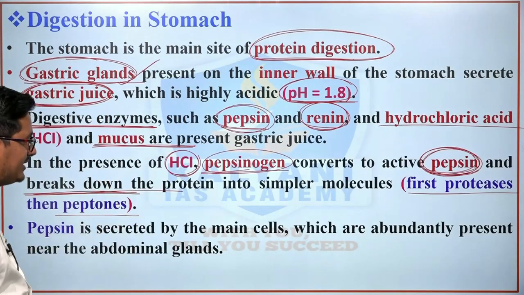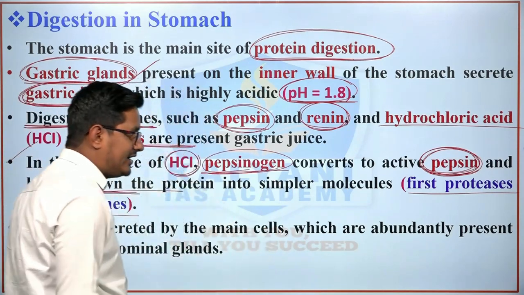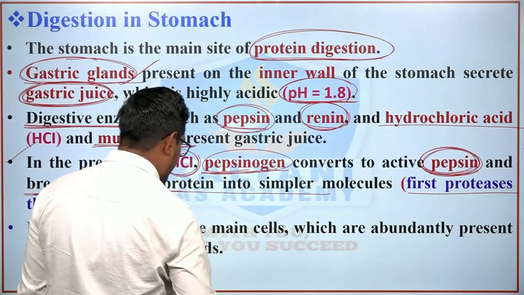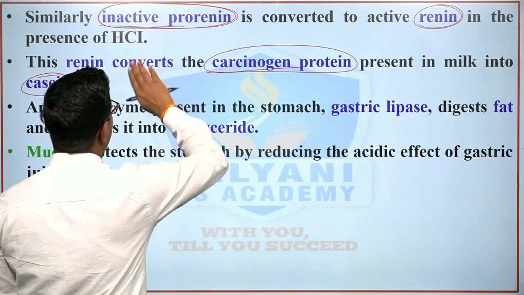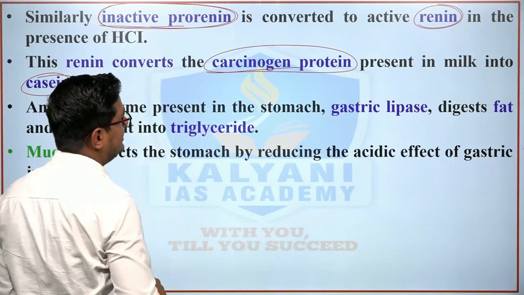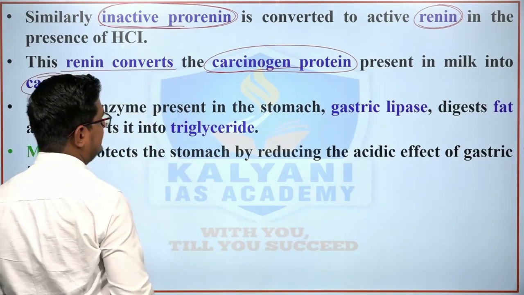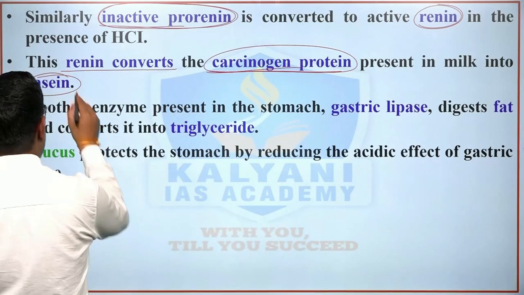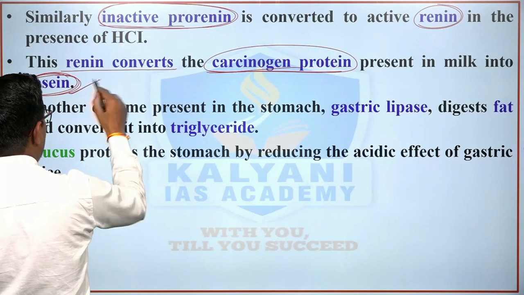The first is, in the presence of HCl, pepsinogen converts to active pepsin and breaks down the protein into simpler molecules. Second, in the presence of HCl, inactive prorenin is converted to active renin, and this active renin converts the carcinogen protein present in the milk into casein, right? And another, तो इस तरीके से ये दोनों के function हो गए.